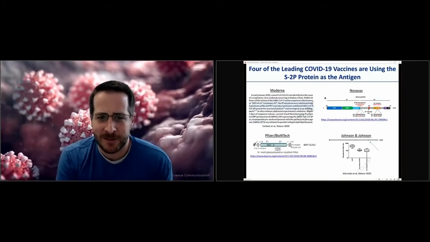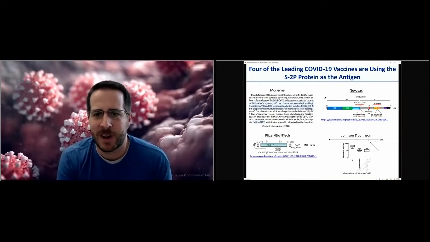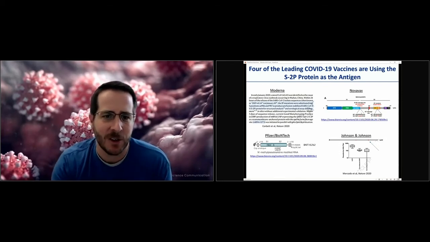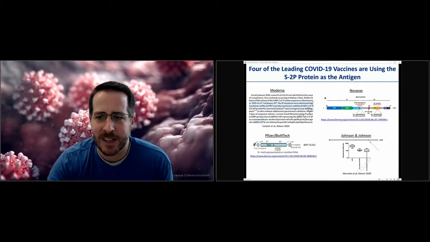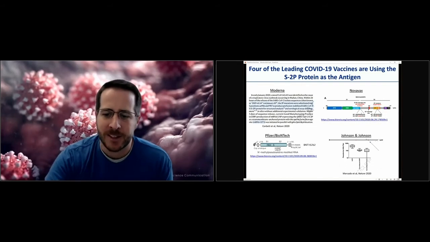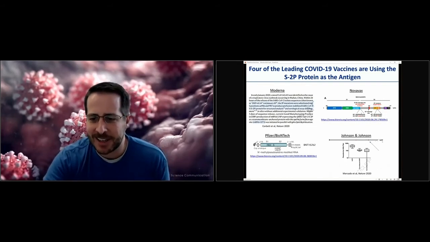The S2P version of the SARS-CoV-2 spike is now in 4 of the 5 leading SARS-CoV-2 vaccines. So Moderna's mRNA-1273 contains the proline substitutions at 986, 987. Novavax, which has the subunit-based version, NVX-CoV2373, also contains the 2P mutations at 986, 987. Johnson & Johnson has the Ad26. This is showing the 2 prolines and mutated furin site. So their variant, which is called S-PP rather than 2P, contains it.